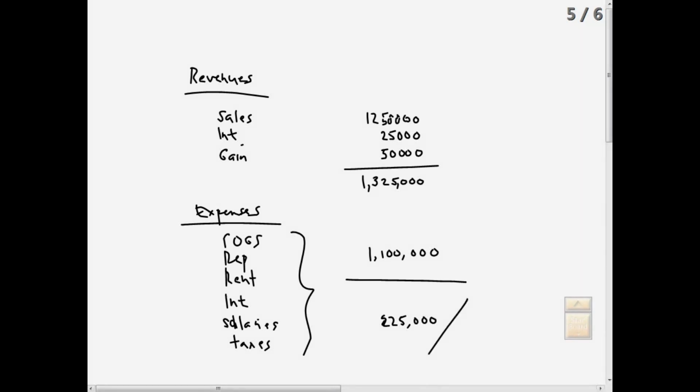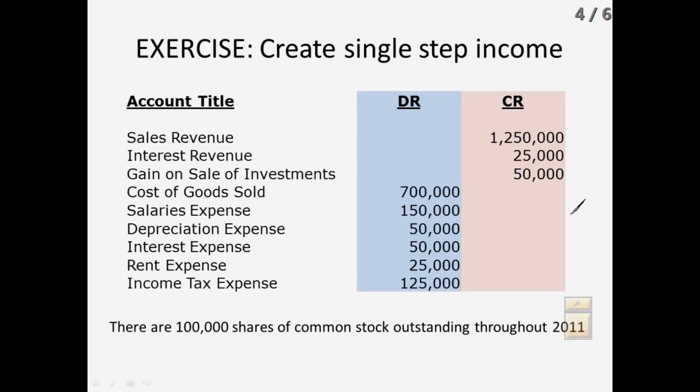Okay. And what is earnings per share? So what do you like about this income statement, or what do you dislike about it?